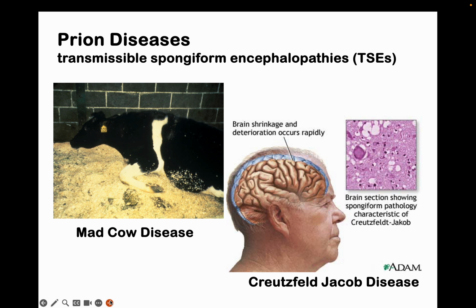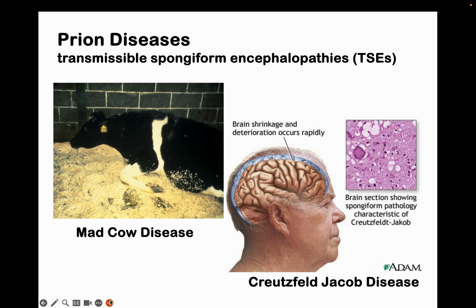TSEs are known to primarily affect nervous tissue. Incubation in the case of prion infections may take time, like a year or multiple years. But once the prions are able to successfully induce the disease, the progression is often fatal, or often very rapid.